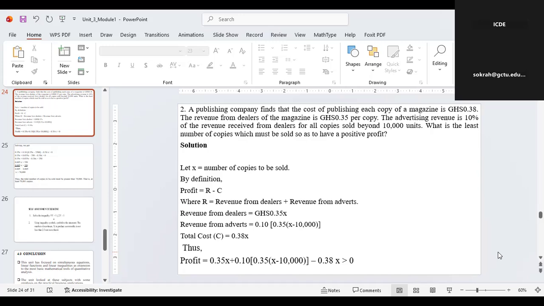Then we also know, because we are talking about positive profit, that by definition, profit is equal to revenue minus cost.